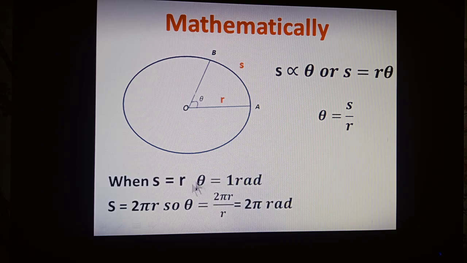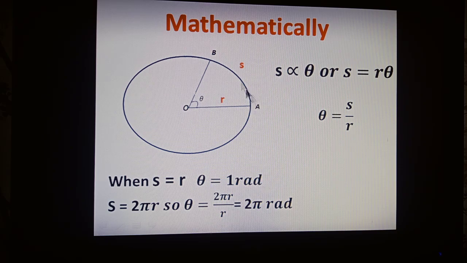Now students, when S is equal to r, meaning the length of the arc is equal to the radius of the circle, then the value of this angular displacement is 1 radian. We say that the unit for measuring angular displacement is radian. The SI unit for measuring angular displacement is radian.